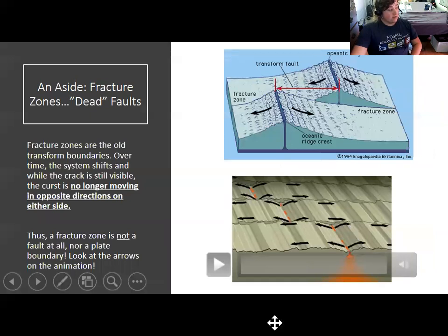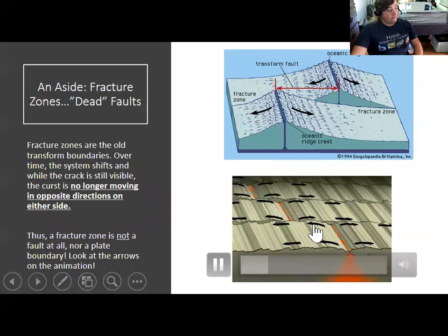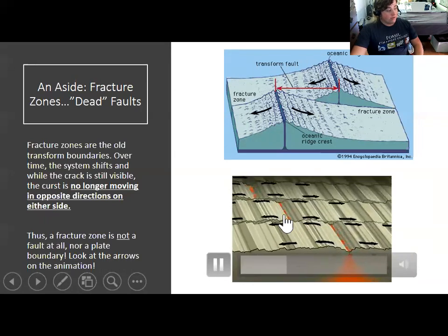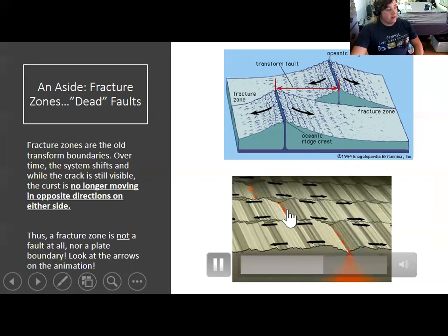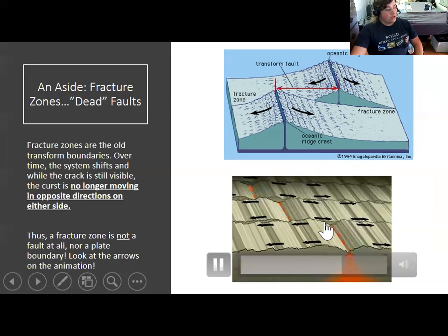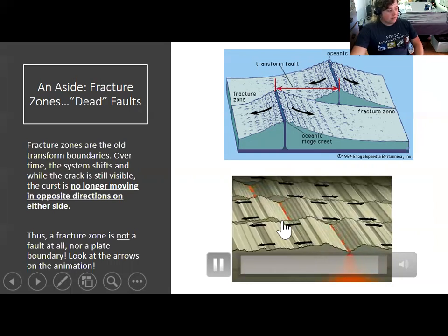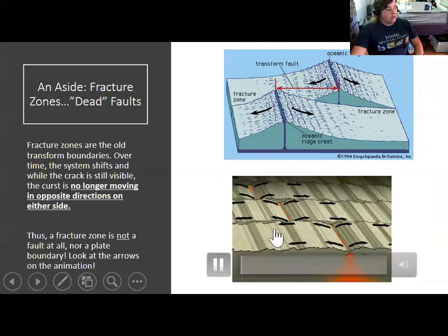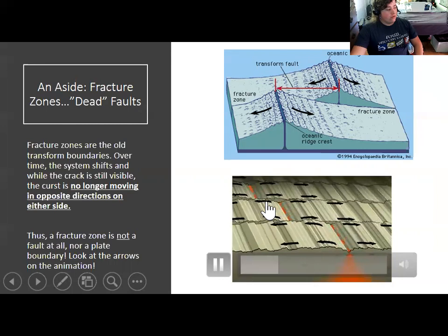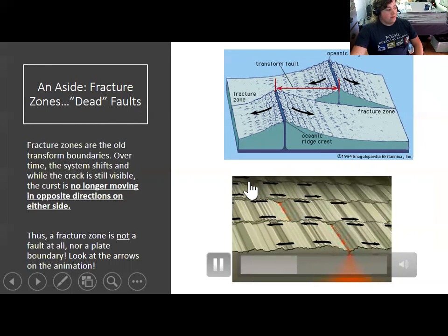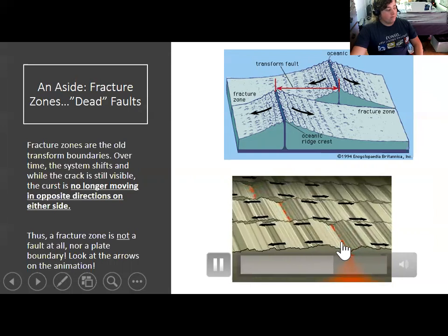One thing I want to mention, and I have this little animation here, is what I mean when I say that mid-ocean ridges have transform faults. Mid-ocean ridges have these divergent plate boundary segments where crust is separating in either direction, and they're connected by transform faults. The interesting thing is that you have these dead faults as you move away from the mid-ocean ridge. This is not a plate boundary here.